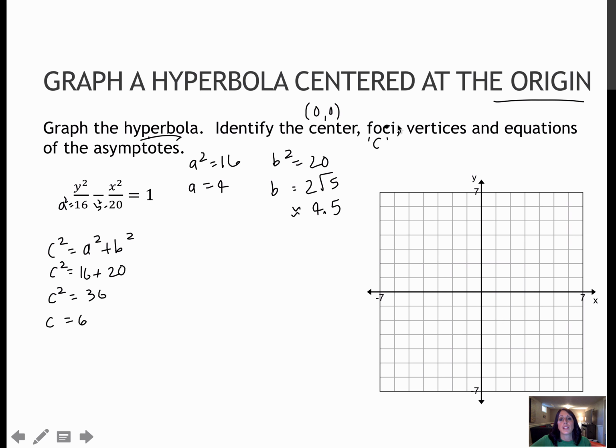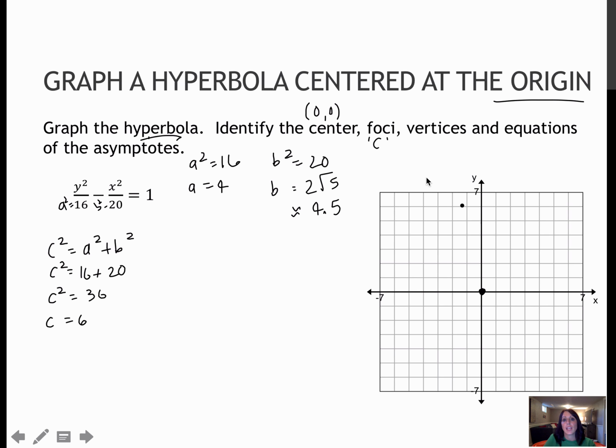In order to find the foci, the vertices, and the equations of the asymptotes, I need my a, my b, my c, etc. Now I know that because the y comes first, instead of having a hyperbola that looks like this, I'm going to have a hyperbola that looks like this, which means the foci are going to be up and down from wherever the center is. So let's go ahead and graph our center, which is at (0, 0).